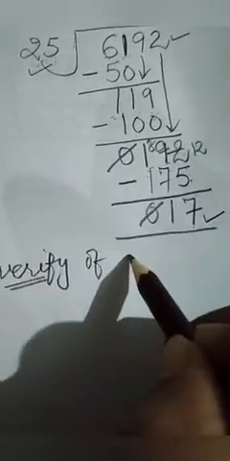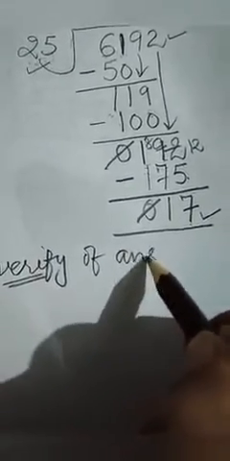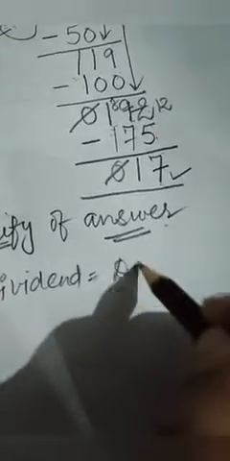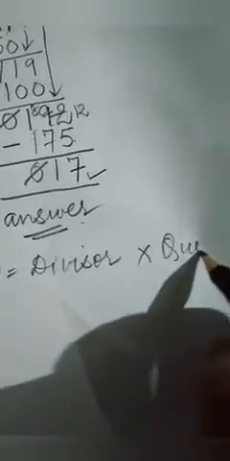Now it is also said in our sum that verify your answer. Now how to verify the answer? As I already told you in the previous video, how to do verification of the answer? Dividend is equal to divisor multiply quotient, and in their product we will add remainder.